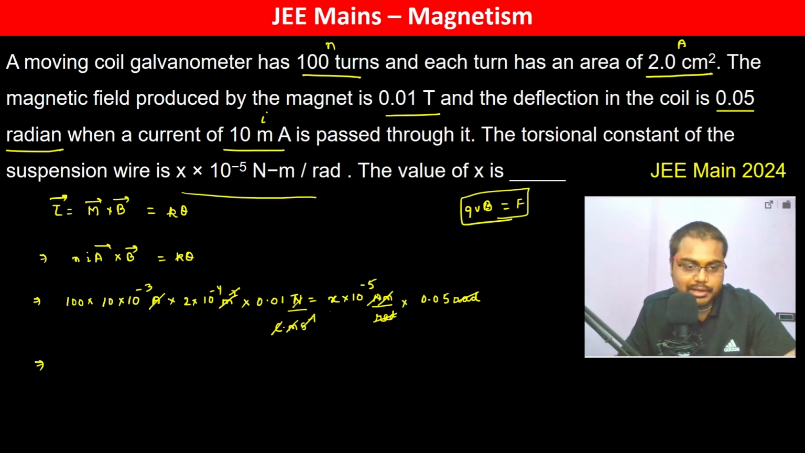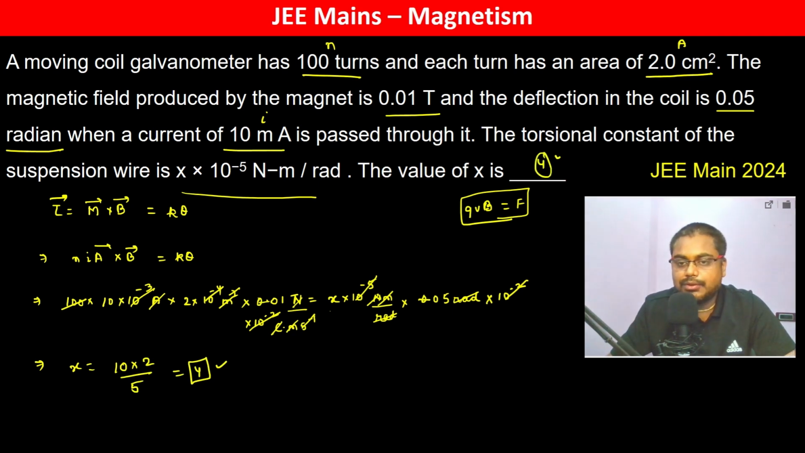So now again coming here, solving this, we have 10 to the power minus 5 here. Remove this, it becomes 10 to the power minus 2, and this becomes 10 to the power minus 2. So 10 to the power minus 2 and 10 to the power minus 2 are gone, 10 to the power minus 5 is gone with 10 to the power minus 7, and this is 10 to the power minus 5. Therefore X becomes 10 into 2 divided by 5, which is 4. So the value of X becomes 4.